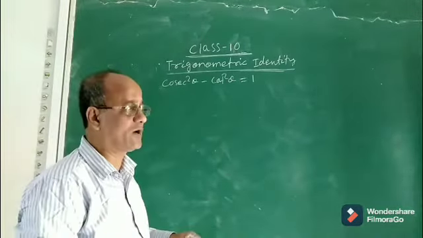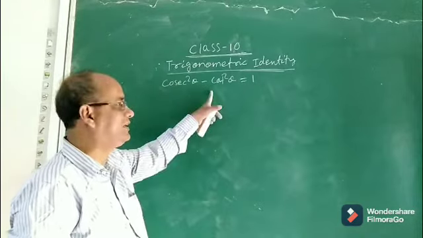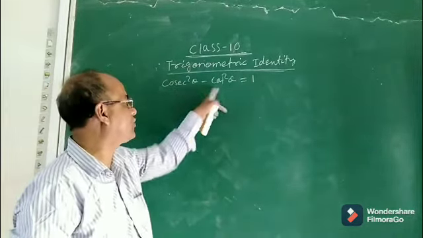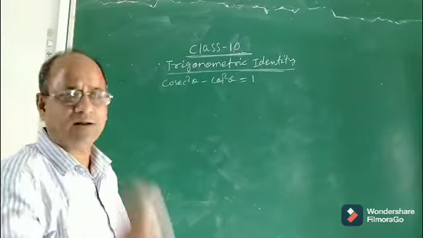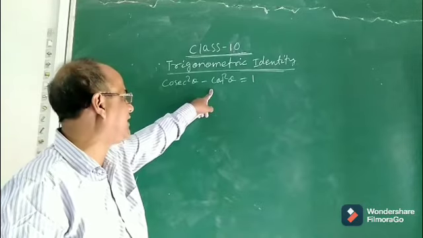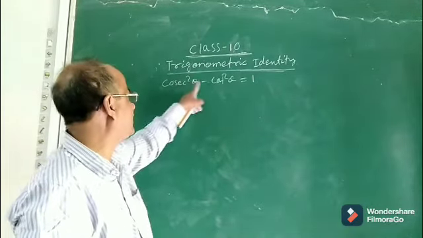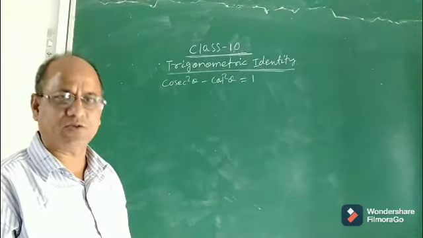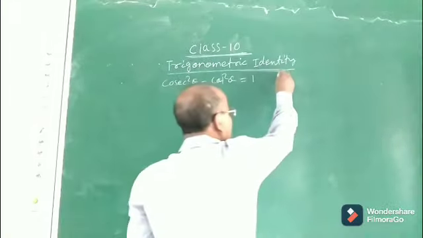Let us discuss the third one. The third trigonometric identity is the relation between cosec and cot. It relates cosec and cot ratio of an angle theta. So what is the third identity? The third identity says that cosec square theta minus cot square theta is always equal to 1. So let us prove it, whether it is true or not. Let us verify the truth.